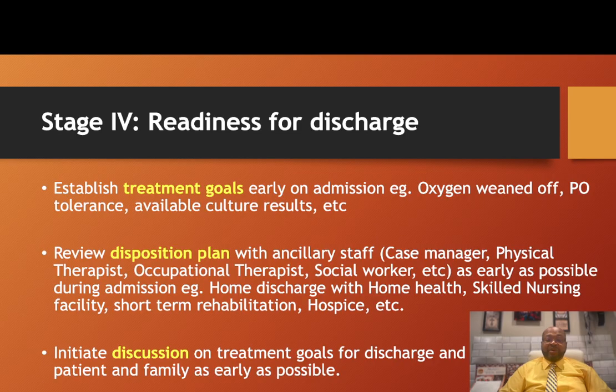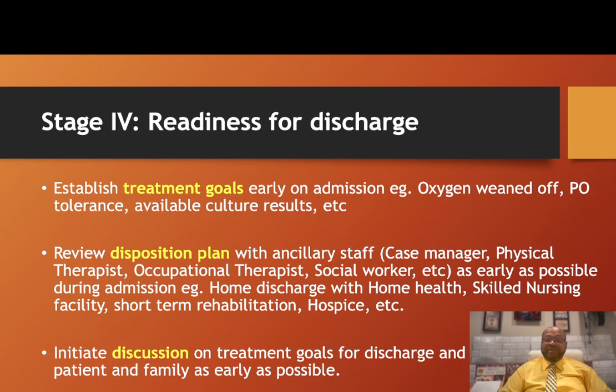Now, stage 4 is the readiness for discharge. You need to establish treatment goals earlier on in admission. For instance, someone coming with pneumonia or heart failure, you might tell yourself that once oxygen is weaned off, they should be ready to go. If they are vomiting, maybe once they can tolerate PO, or in infections, once the culture results are available.